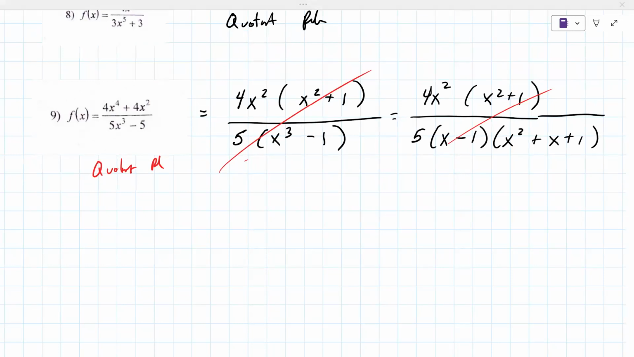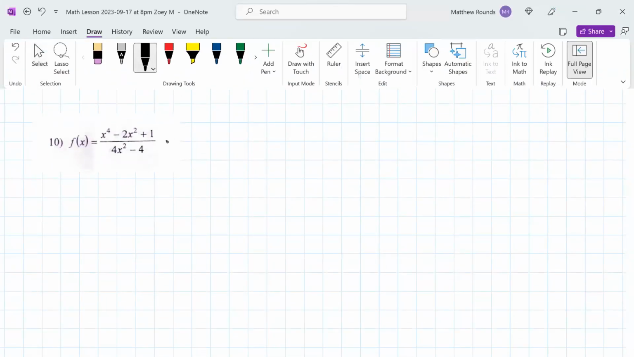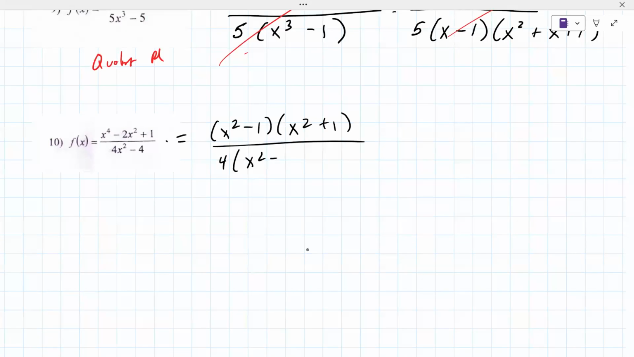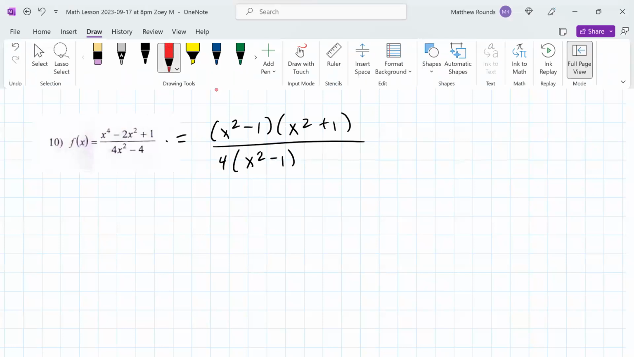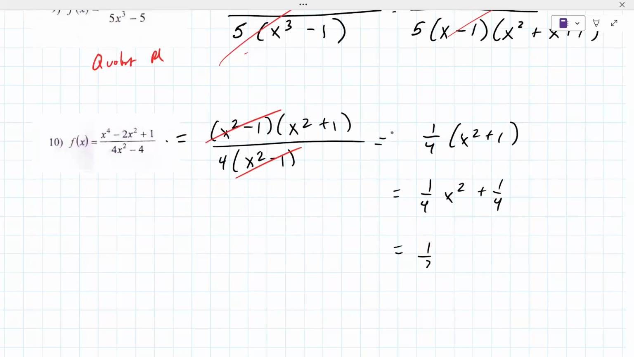And unlike the AP multiple choice, there's a bunch of stuff like that. This one, the top again kind of factors, it becomes x squared minus one, x squared plus one. And then the bottom becomes 4 times x squared minus one. And so you can see that these cancel, and then it's a pretty straightforward derivative. It's 1/4 times x squared plus one, or you can write it as 1/4 x squared plus 1/4. The derivative is just 1/2 x.